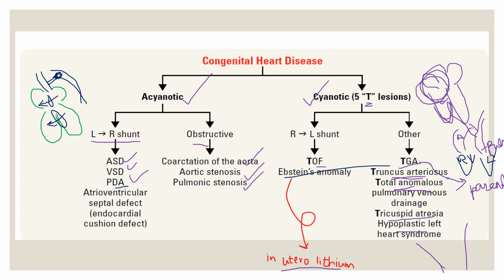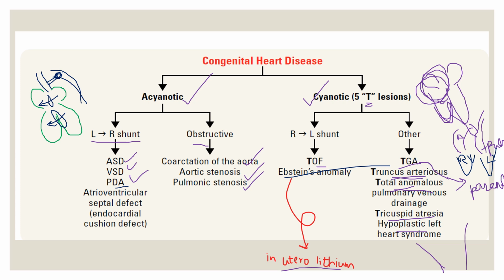Like a pulmonary venous system or a drainage. That's called total anomalous pulmonary venous drainage. Then tricuspid atresia. When there is tricuspid atresia, blood cannot reach the right side, so it cannot reach the pulmonary, so there cannot be oxygenation.